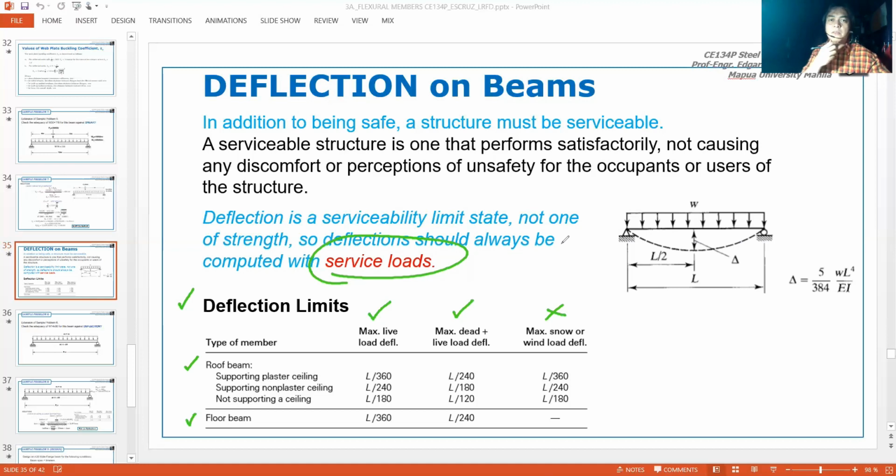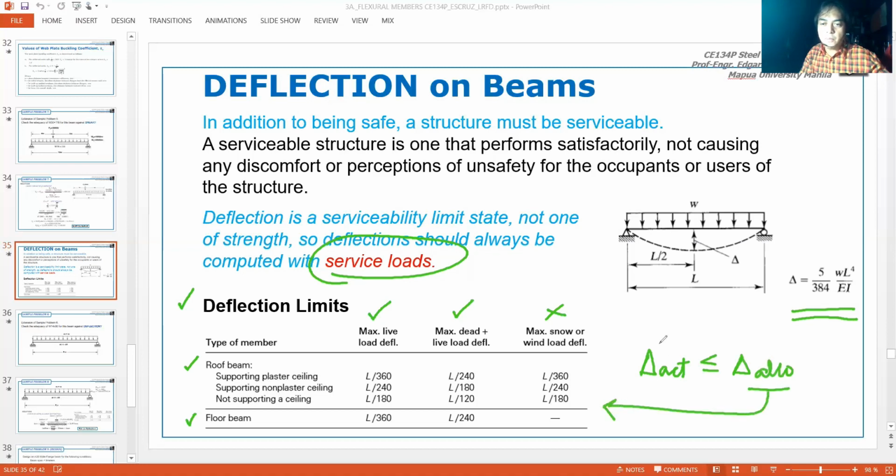So in terms of checking deflection, of course you need to know how to get the actual deflections, because the actual deflection should be less than or equal to the allowable deflection. The allowable deflection is the one in the table. So our problem is, how do we get the actual deflection?